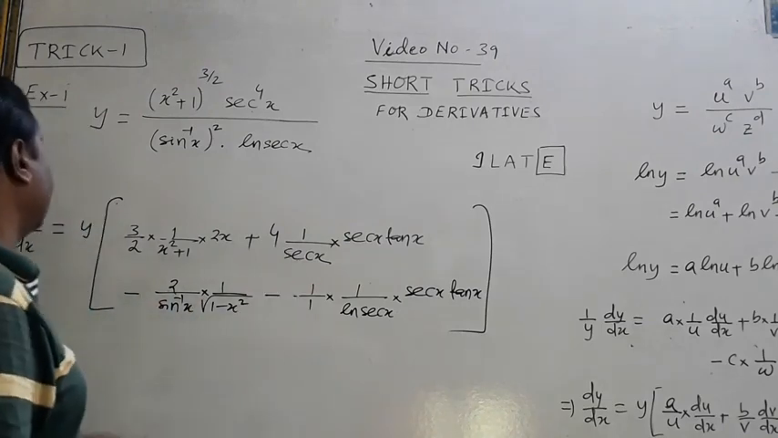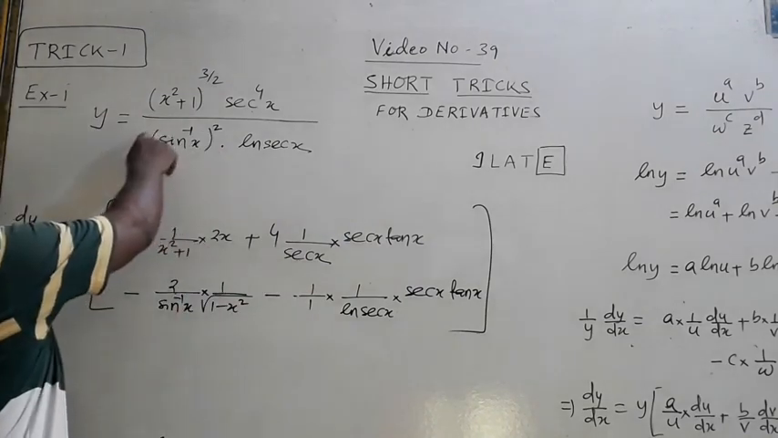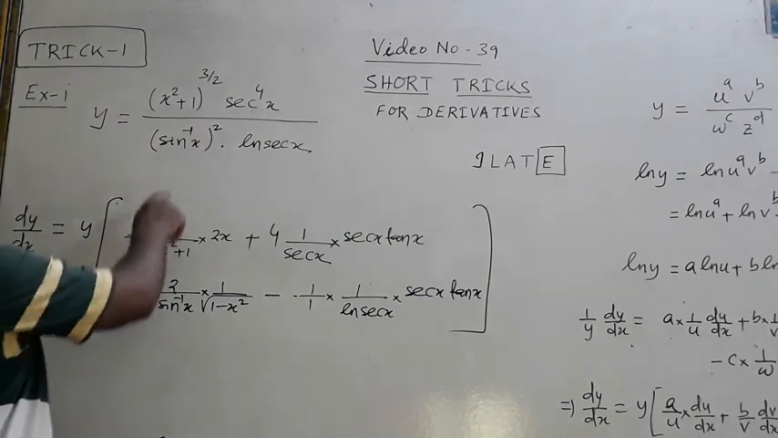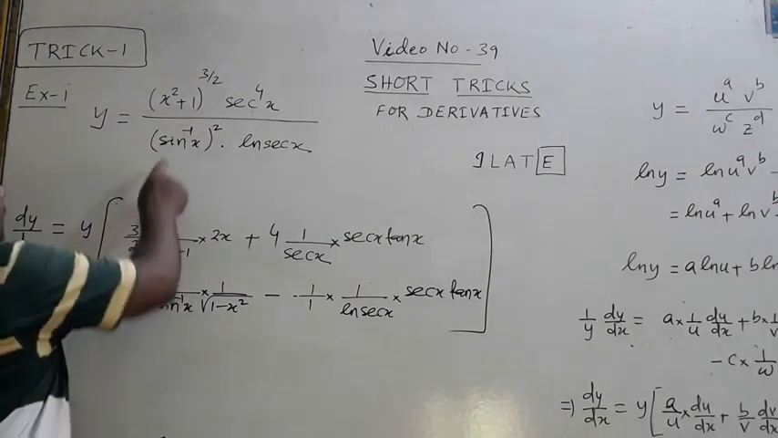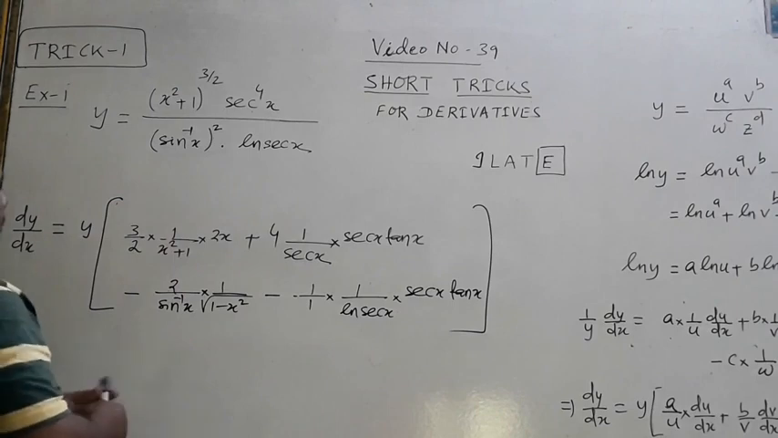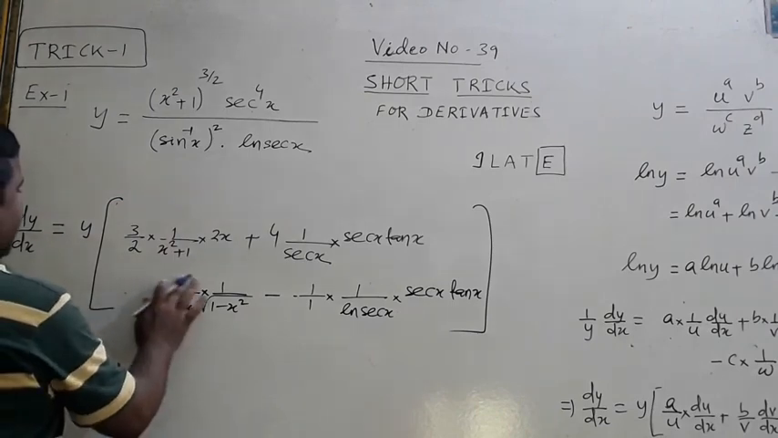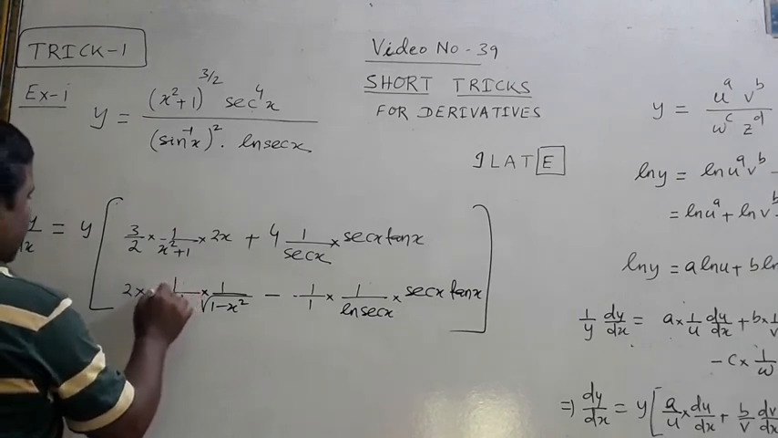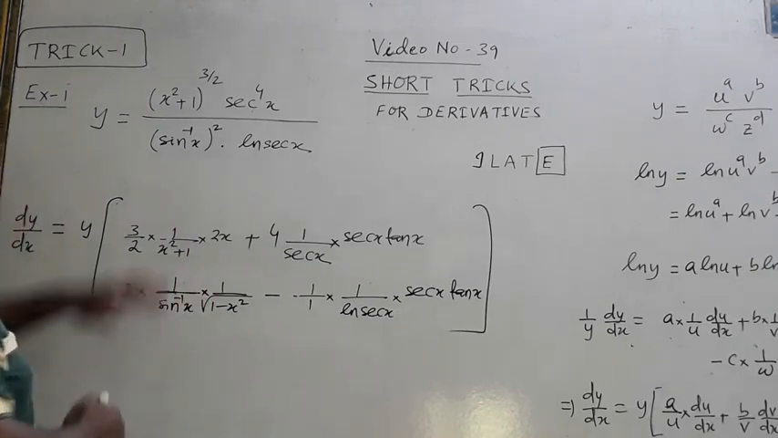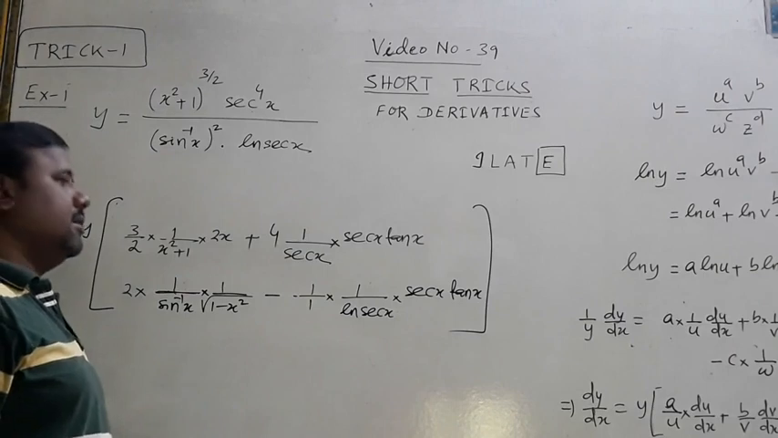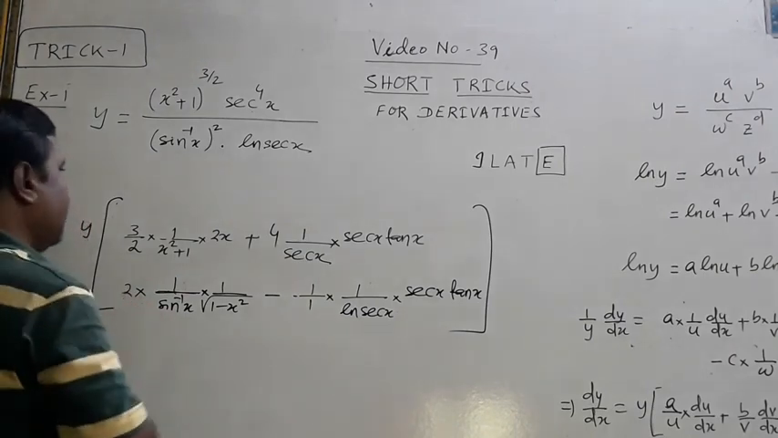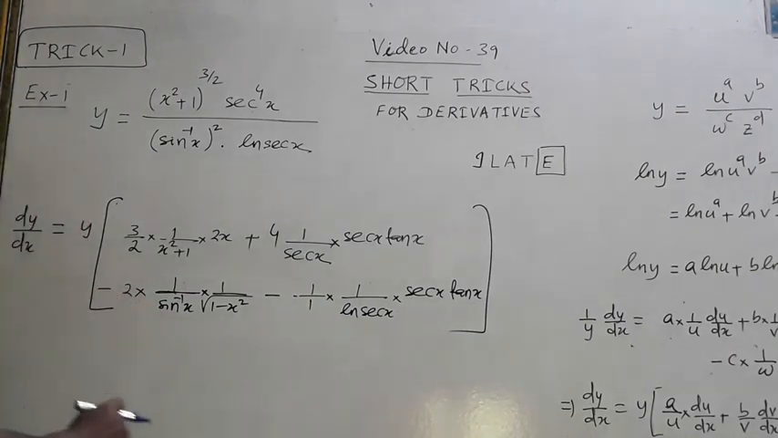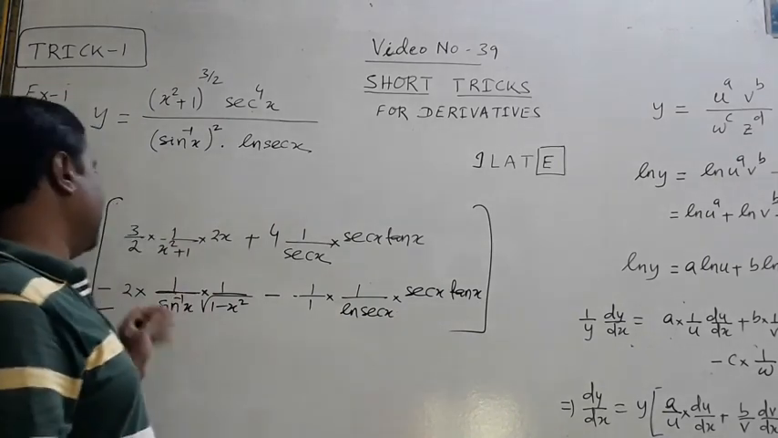What is that? Look here. The power coming to the front side, then 1 by what? 1 by sin inverse x. So I am rewriting it as 2 coming to the front into 1 by this into the derivative of sin inverse x, that is 1 by root of 1 minus x square. Before this it is minus, because the denominator side will give the minus sign.